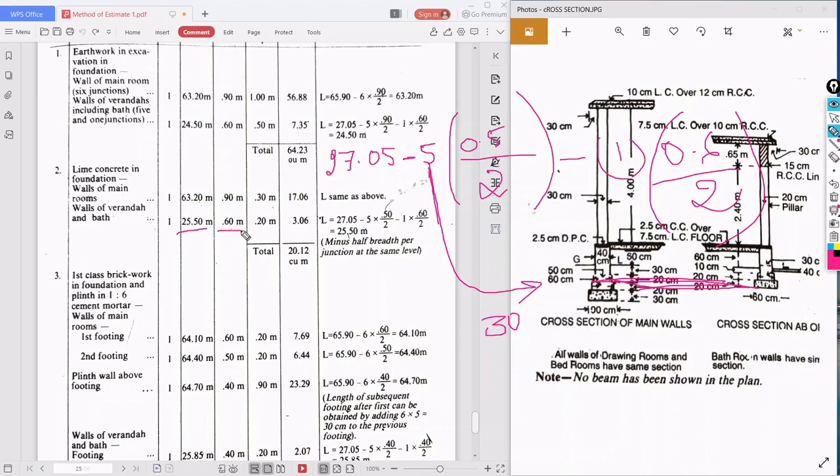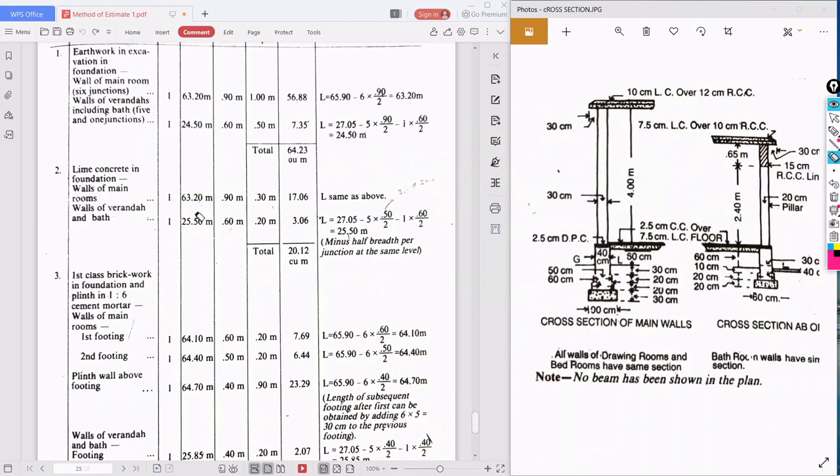25.50. What is the width? 0.60. What is the depth of the lime concrete? It is 20 centimeter, so 0.2. Multiply, you will get the answer. Then you just do the total: 20.12 is the cubic meter. So in one step only you will get the answer, but you need to subtract the correct junction at that level. That is very important.